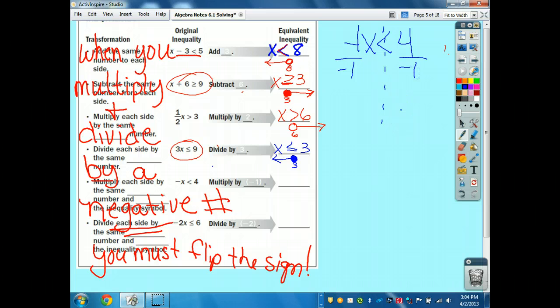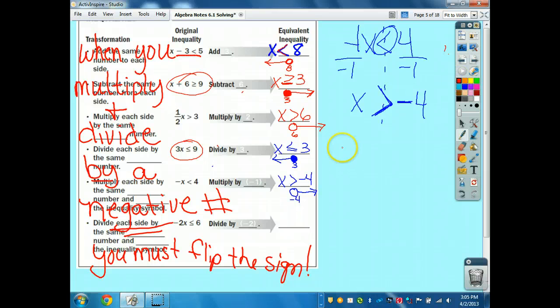Now I'm dividing by a negative number, so what do I do? I flip this sign, and it is now greater than. So we have x is greater than negative 4. x is greater than negative 4. Open or closed circle? Open. Open, arrow to the right, and a negative 4 underneath.